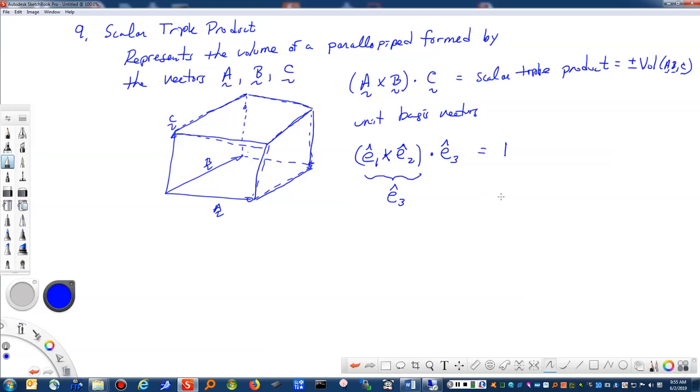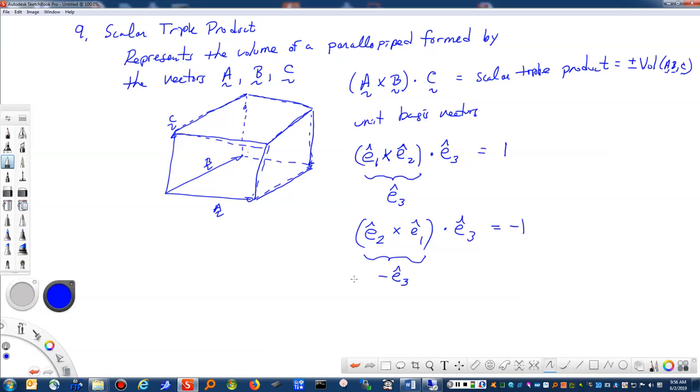Now, it could be minus 1 if we did the reversed order of operations on the cross product. So e hat 2 crossed with e hat 1 dotted with e hat 3 would end up giving us minus 1. If we do e hat 2 crossed with e hat 1, we have a vector that points in the minus e hat 3 direction. And with that dot product, we still get 1, but now we have the minus sign, so we end up with minus 1.